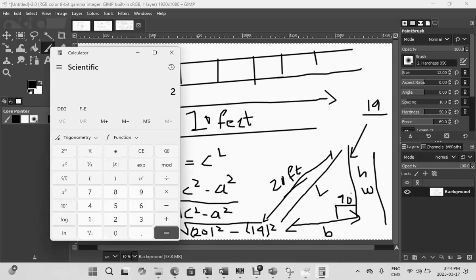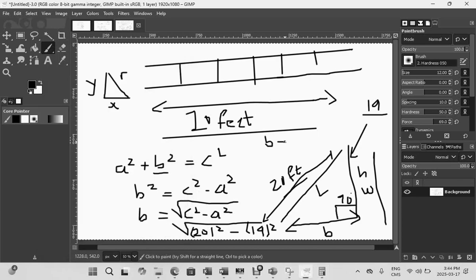So this is 20 squared, which is 400, minus 19 squared, equals 39. Now the square root of 39 will be 6.24, which basically means that your base, or the distance between the wall and the ladder, will be 6.24 feet.